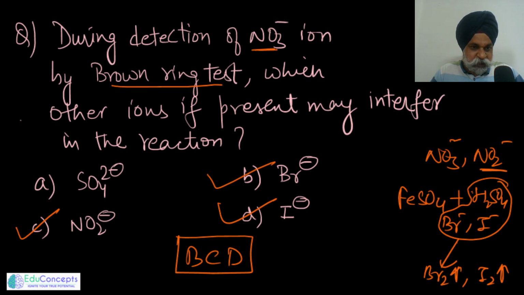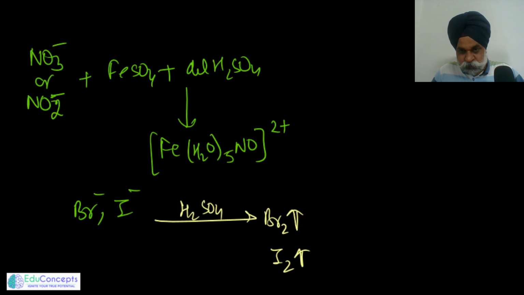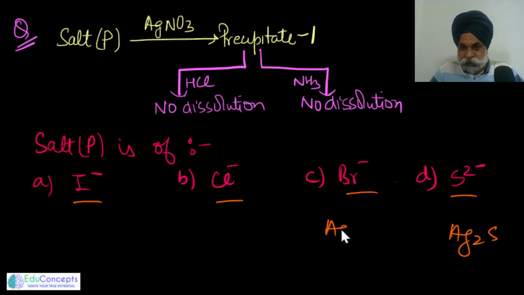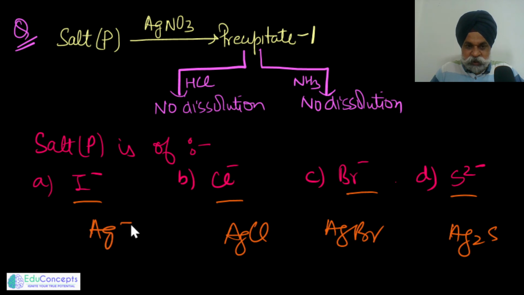Okay, moving ahead. So this is what I was referring to. So these would react with sulfuric acid to give this. This particular question I find very, very interesting, a typical problem which can be asked in the paper. So a salt P when treated with silver nitrate gives you a precipitate. So all of these can give precipitate. So this is Ag2S, this is AgBr, this is AgCl, and this is AgI.